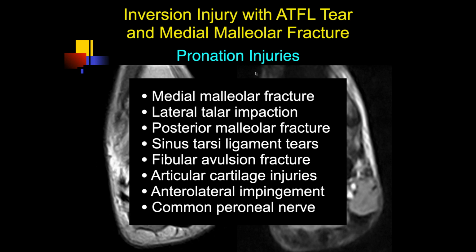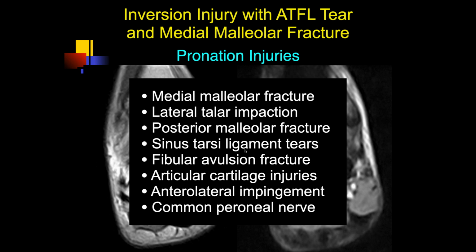So with pronation or inversion type injuries, you get these oblique medial malleolar fractures. You can get a lateral impaction injury on the lateral aspect of the talus. You can also, depending upon the exact direction of the force and the severity, get a posterior malleolar fracture. In some classical literature, a posterior malleolar fracture means it's a higher force injury, and that may be true, but a lot of it is just the direction of the forces.